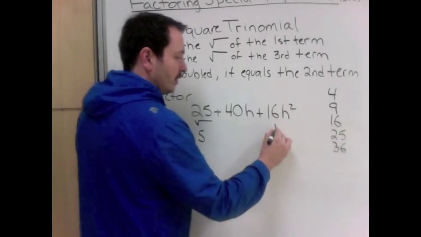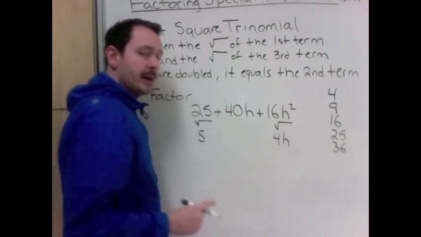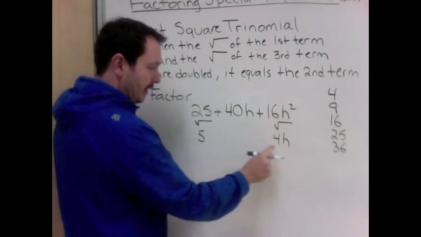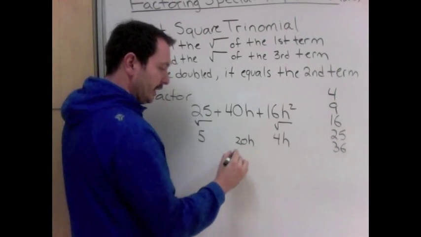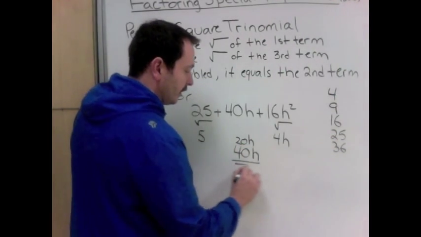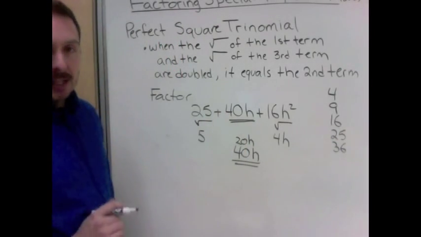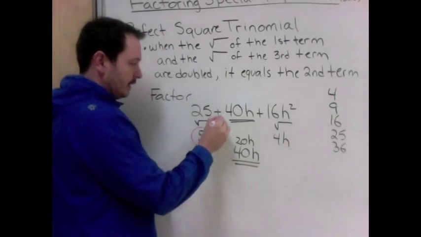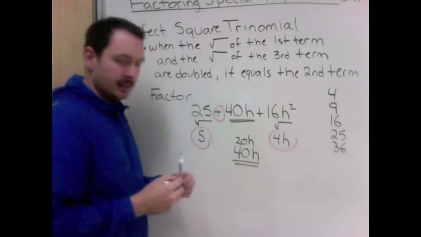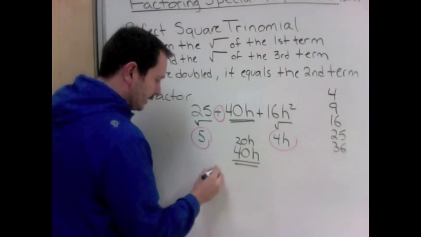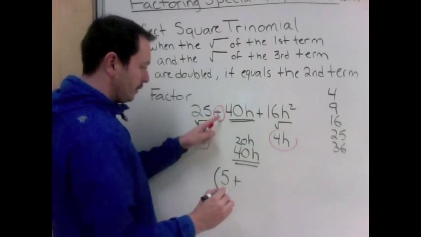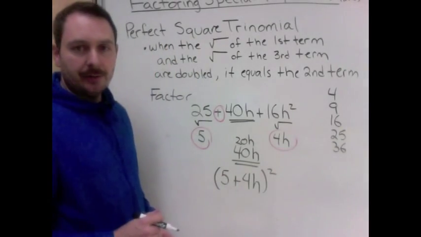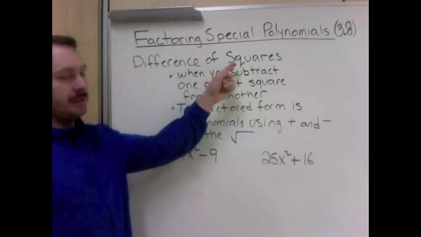Square root is 5. Square root is 4h. Now it is a perfect square trinomial if I multiply these and double them to get this. 5 times 4h is 20h. Double it is 40h, and there it is. So it is a perfect square trinomial. So now just like I showed in our last example, my answer will be this, the symbol in front of b, and this squared. So our answer is 5 plus 4h all squared.